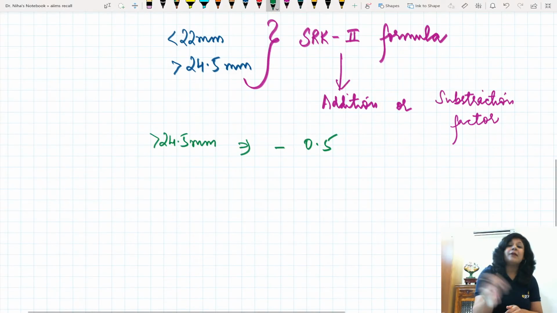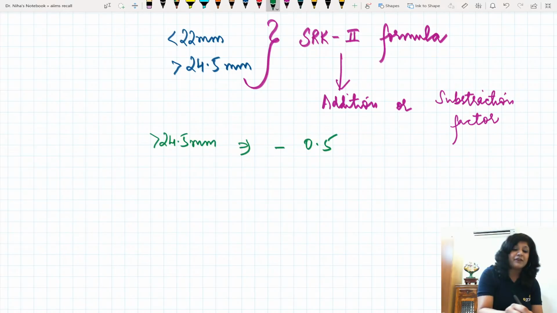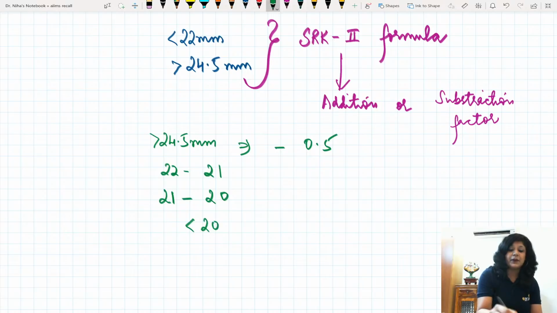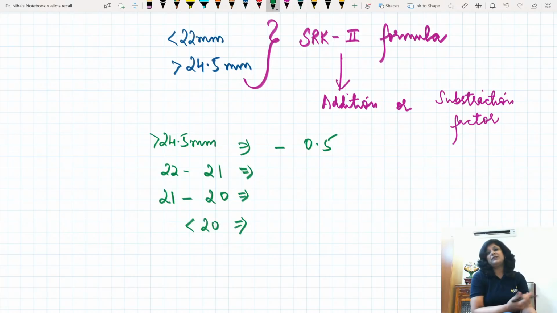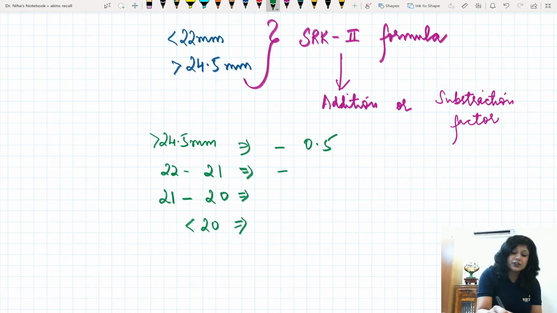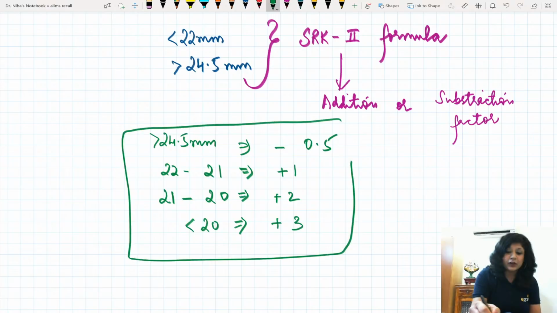But if I am having lesser power, means if I am having less than 22, like it can be 22 to 21, then 21 to 20, or if I am having even less than 20, in these conditions I will have to give the correction factor, that will be additive. So this will be plus 1, plus 2 and plus 3. So I think this is an important thing, you must note it down.